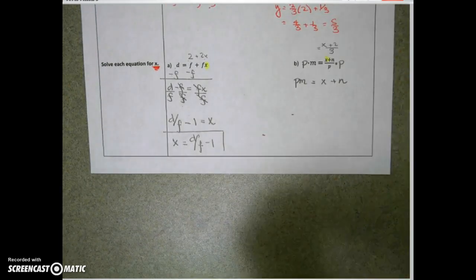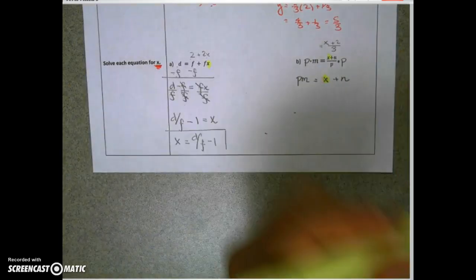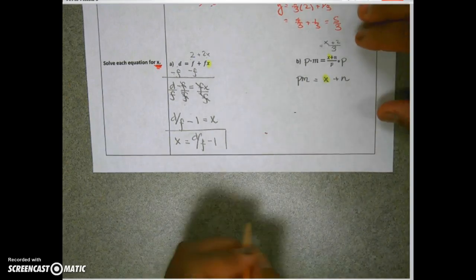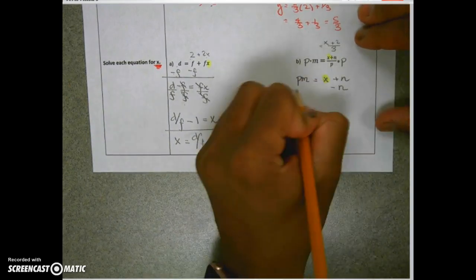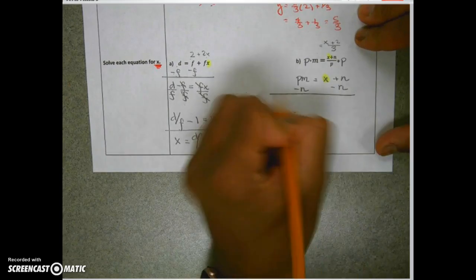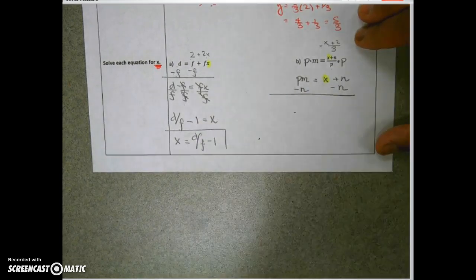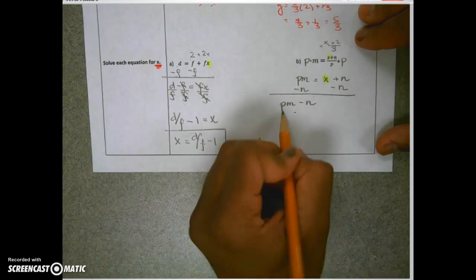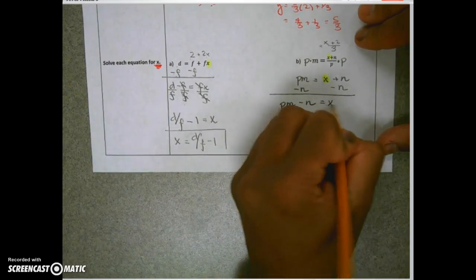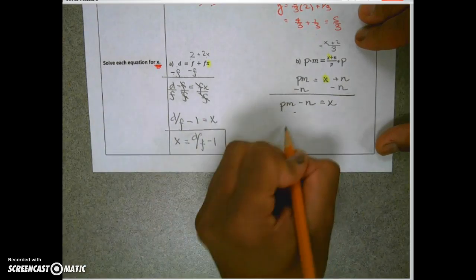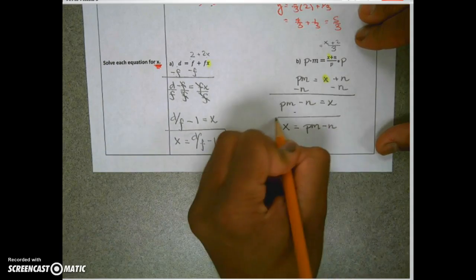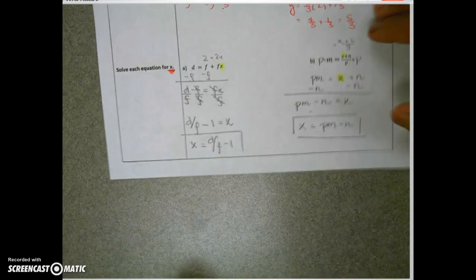And then my reminder, I'm still trying to get this x by itself. How? Well, I got to get rid of that plus n because that is stopping me. I'm going to subtract n, and I'm going to subtract n. Not like terms, not a problem. pm minus n, I just write them side by side again, equals x. And if you are a little bit like me, you're going to rewrite this because we do that. And there you go.